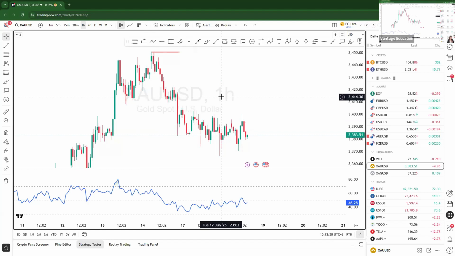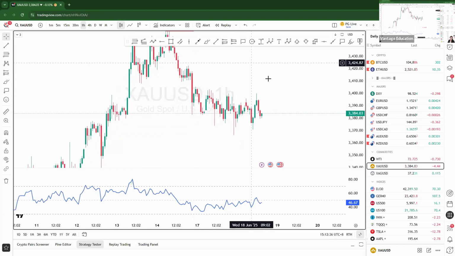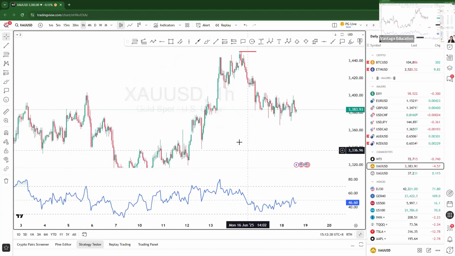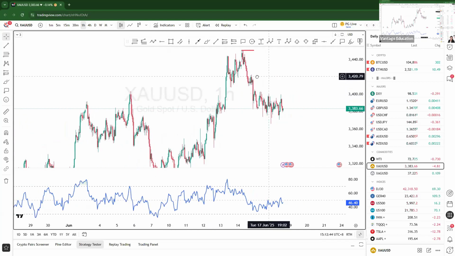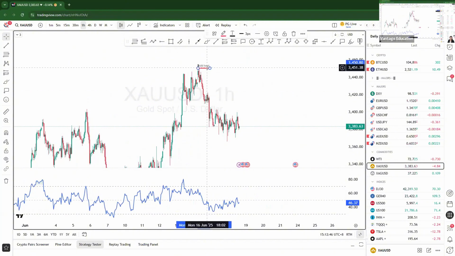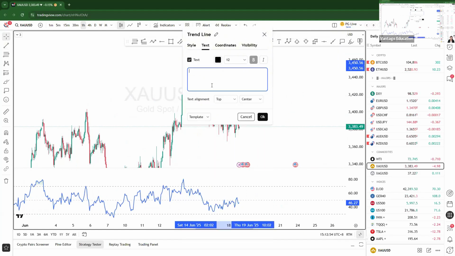Trust me, this is a foundation for you to know how to identify the key support and key resistance levels correctly. So basically, if I were to look here and identify this as my resistance level, I would just say this is my weak high.